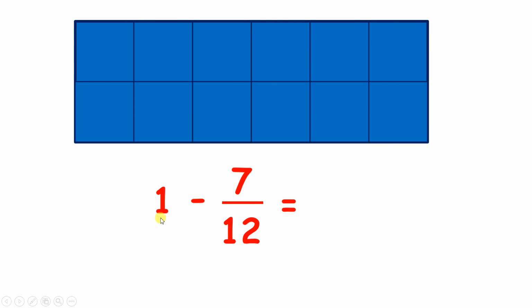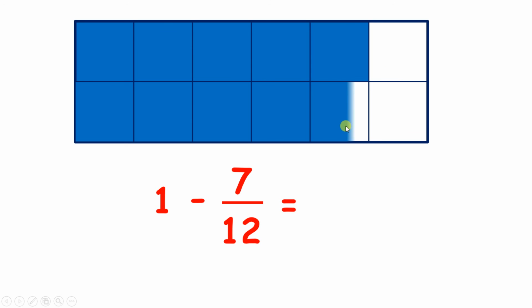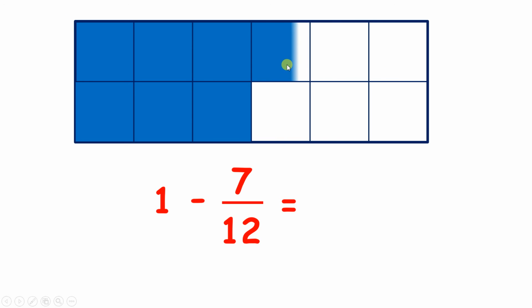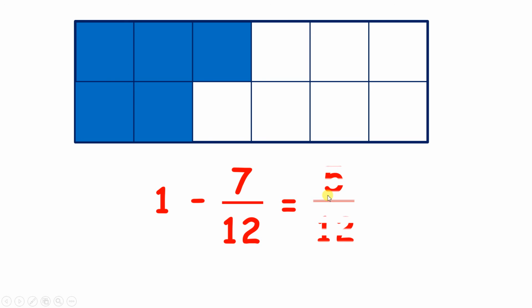Now, what is 1 minus 7/12? So if we have 1, we have 12/12. Now if we take away 1, 2, 3, 4, 5, 6, 7/12, that leaves us with 5/12. So the denominator of our answer is the same as the fraction we subtracted from 1, so it's 12. And the numerator is 5, because 12 minus 7 is 5.